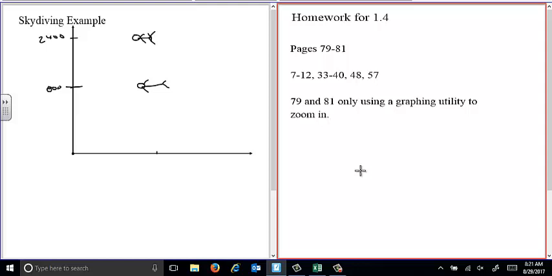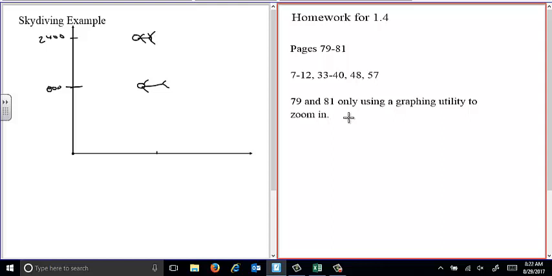So there's not a whole lot. I think most of it's just removal of discontinuities. These are probably identifying where there are discontinuities. I don't remember exactly what they are. It's been a while. Now, 79 and 81, only using a graphing utility to zoom in. So you can use the graphing utility. Well, you can't yet because you're not in Blackboard.